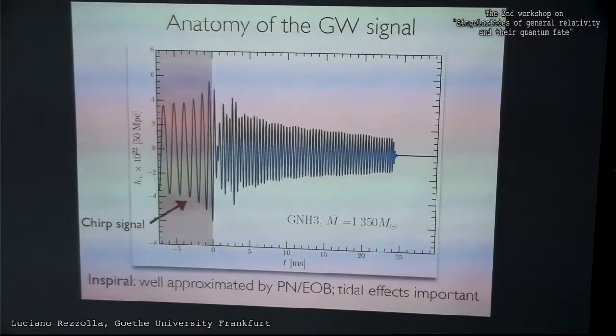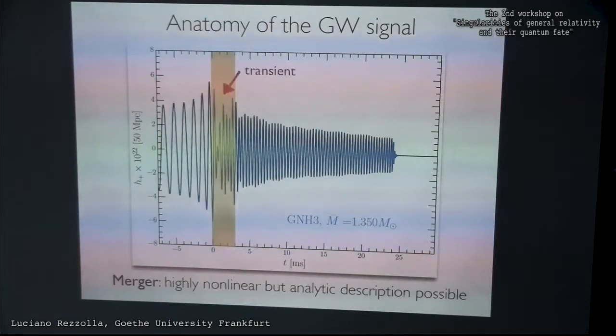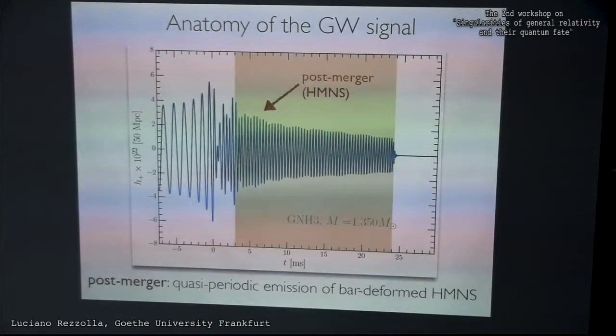You can still recognize there is a chirp signal. Okay, after all, you have two compact objects inspiraling. Then there is this part over here, which is a transient. Then you have this part over here, which is the one produced by the hypermassive neutron star. This essentially is a bar-shaped object which is rotating and is producing an almost constant frequency, almost constant amplitude signal.